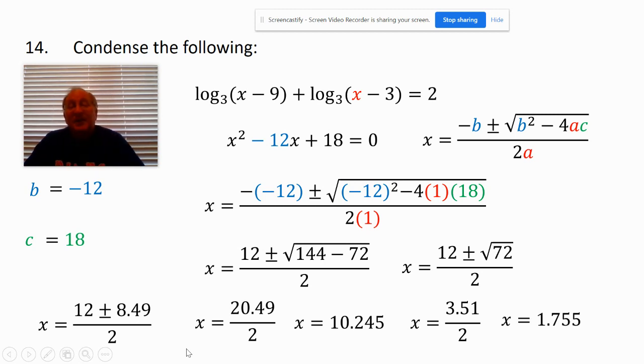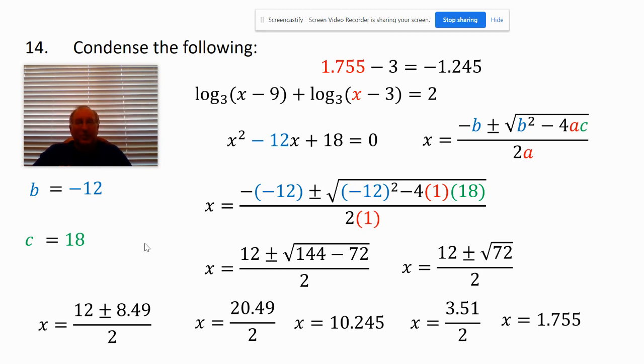Now, however, there's not 2 answers to this one, because if I go up here and put 1.755 into that problem up top, notice, I get negative 1.245. You can't take a log of a negative number. It's not a number you can take 3 to the power of to make a negative answer. So therefore, that answer is not possible, meaning the only answer is this 10.245. Woo! What a difficult problem.